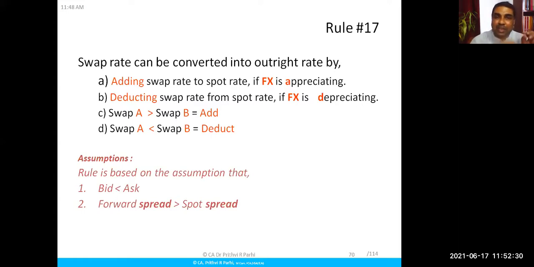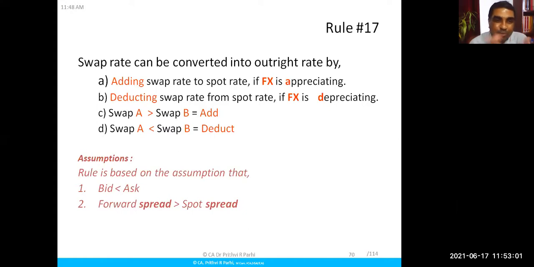Swap rate can be converted into outright rate by adding the swap rate to the spot rate if forex is appreciating. So if it is appreciating, then add: A for add, A for appreciating. And deducting the swap rate from the spot rate if foreign exchange is depreciating: D for depreciating, D for deduct. And normally swap ask is more than swap bid.